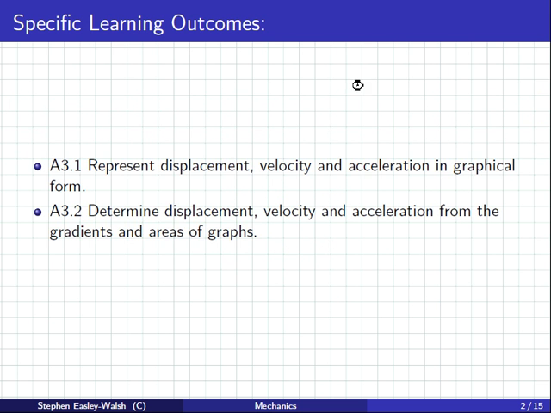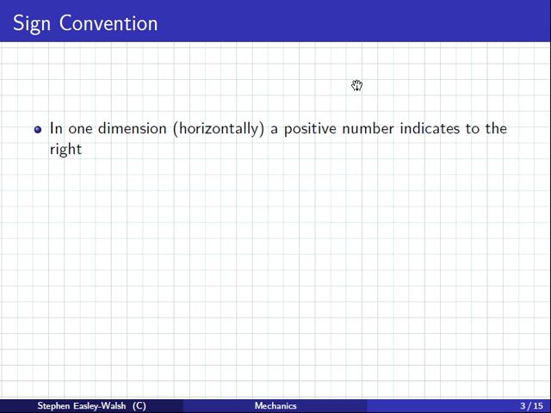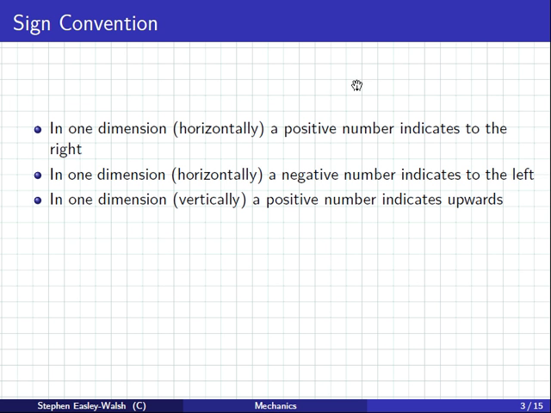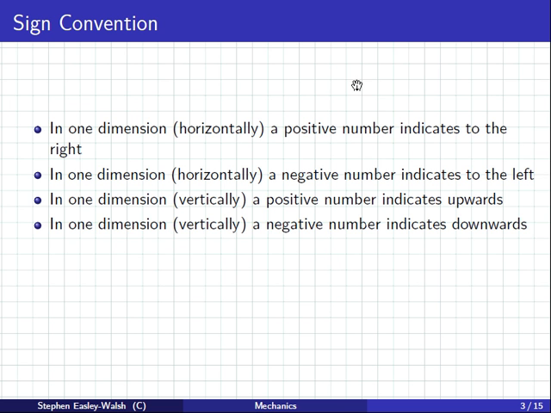So, some things to be clear of before we begin. In one dimension, positive usually means to the right, and negative means to the left. But you know this from maths class already. Vertically, positive means up, and vertically, negative means down.